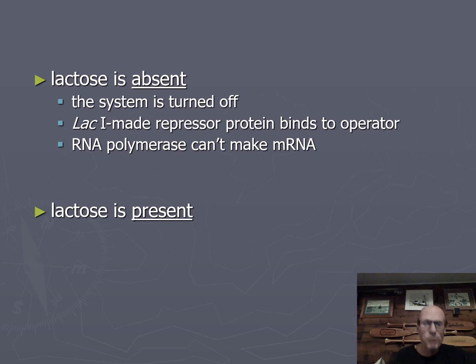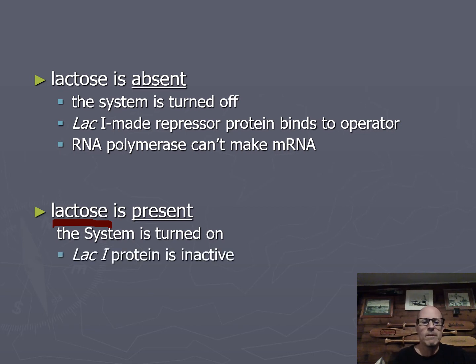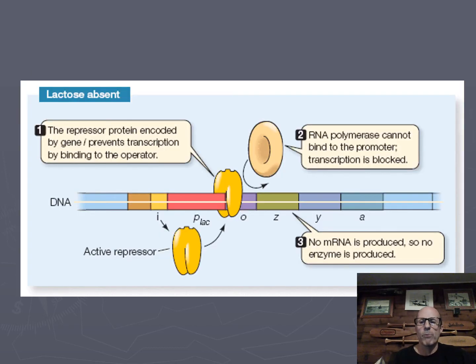When lactose is present, then the system is turned on. And that's simply because the bacteria has more than enough of the sugar inside it, and it's good to metabolize the excesses. lacI protein in this case is inactive. Therefore, polymerase can actually make its mRNA, and we can break it down. Let's take a look at the absent scenario. So under this situation, the bacteria is low in sugar, and we can see what happens.